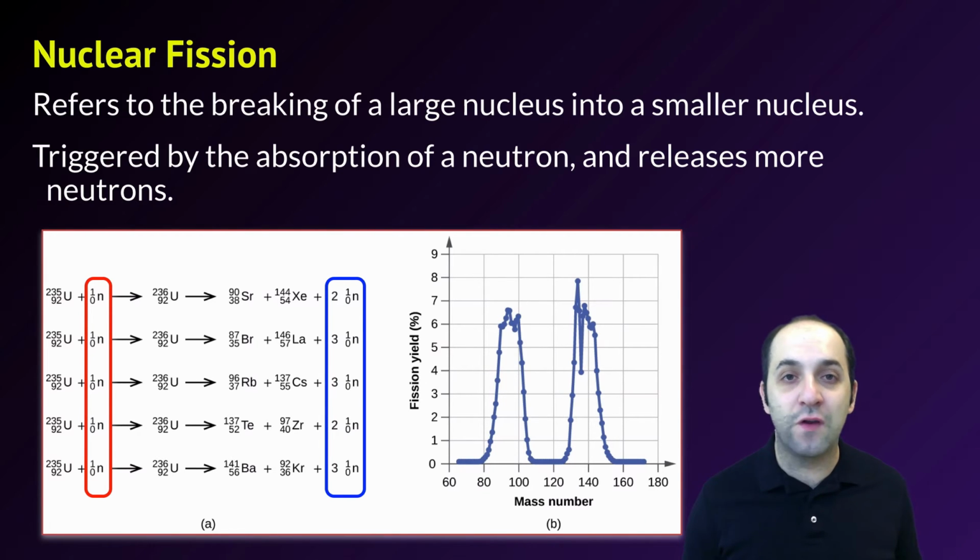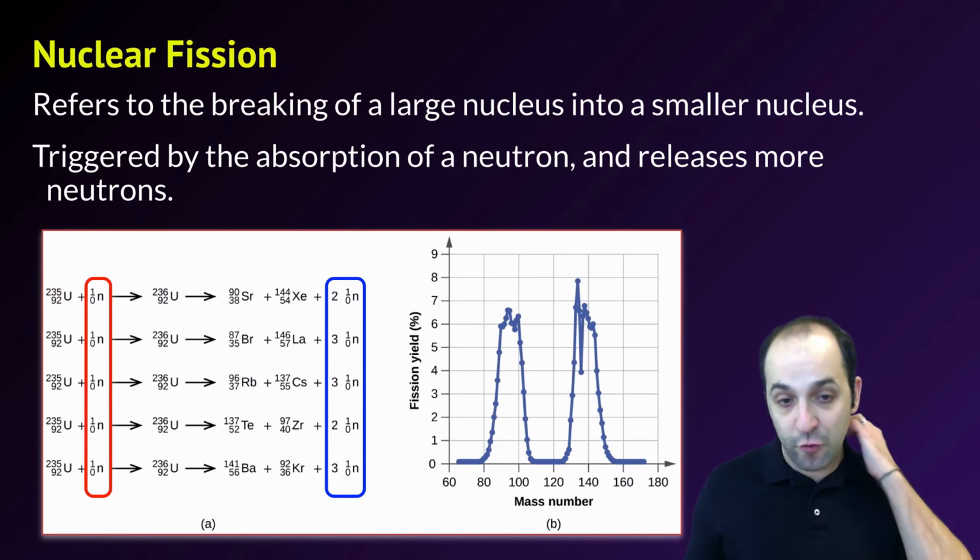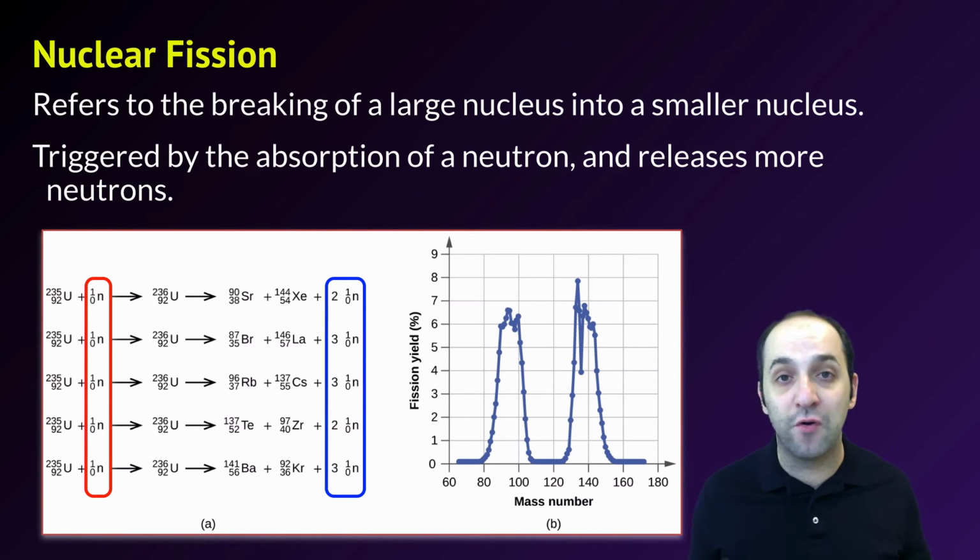In this graph, you can see a list of the products that are produced through the fission of uranium-235. It's not always two of the same isotope. There's actually quite a few different isotopes that can be produced. This graph shows you the mass numbers of the typical isotopes that are produced, but you can see that it ranges quite a bit, even though there are more common isotopes produced than others. But notice also that when uranium-235 does this, it produces additional neutrons.